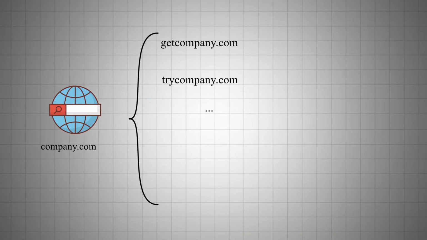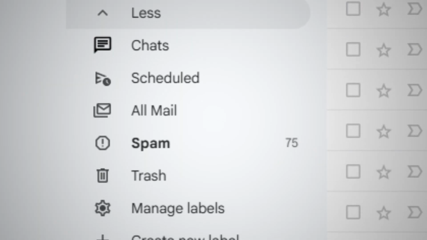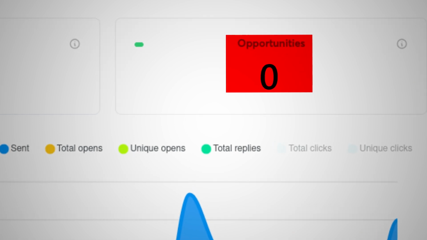How many domains you need depends entirely on how much volume you plan on actually wanting to send. There's no golden number. As a rule of thumb though, I recommend sending anywhere between 20 and 40 cold emails a day per domain, so just plan accordingly. Now we have all of those secondary domains, but we still don't want to burn their domain reputation. Otherwise, we're going to end up in spam like everybody else and not generate any results.